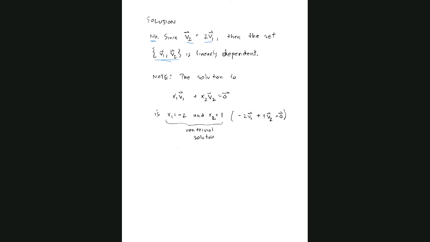Okay, so if you were to think about the vector equation x1 times v1 plus x2 times v2 equals the zero vector, saying that the second vector is twice the first vector is equivalent to saying that -2 times the first vector plus the second vector is equal to the zero vector.